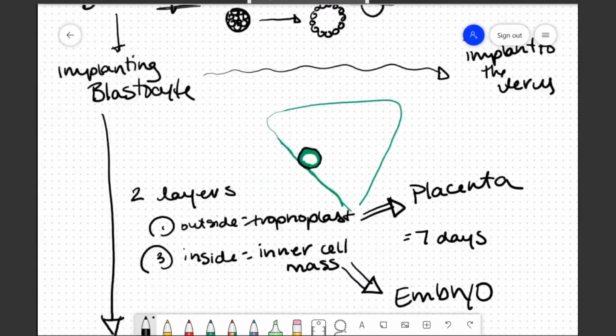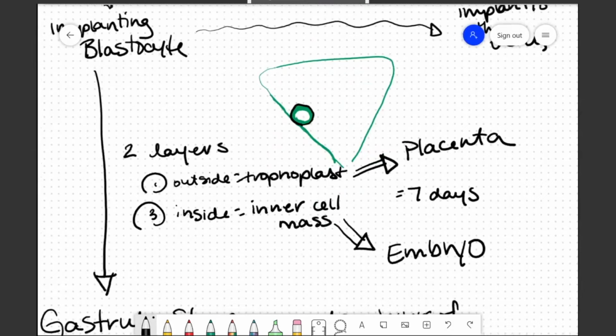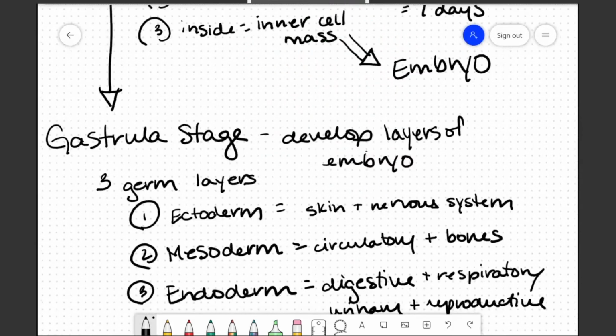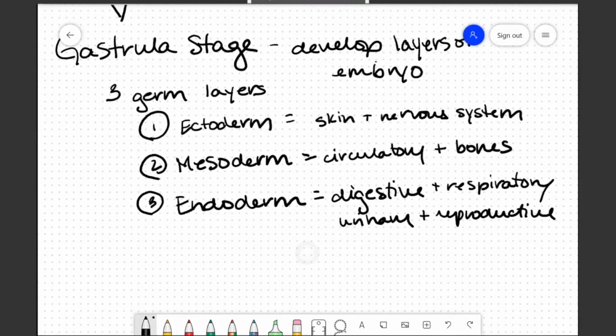So essentially this hollow ball of cells will implant in the uterine wall. It will differentiate and create the placenta from the outside layer. The inside layer will become the embryo. The way that embryo develops is it will develop 3 layers, and those layers will eventually become all of the systems that we have talked about. The ectoderm will become the skin and the nervous system. The mesoderm will become the skeletal, the circulatory system and the bones. And then your endoderm will turn into your digestive, your respiratory, your urinary, and your reproductive system, essentially all of your internal organs.